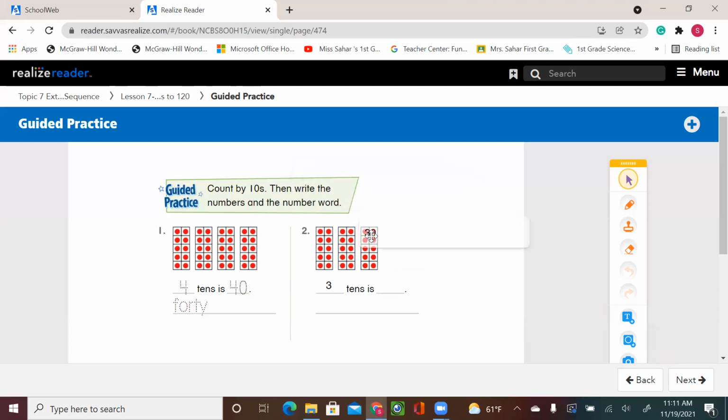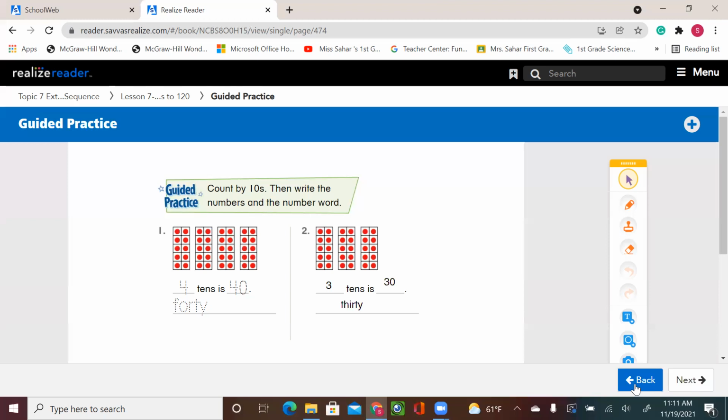So 3 tens, or 3 groups of tens, is 30. And now I need to write the number 30 in words. So, how we write 30, I'm going to put it here. So now I can see that I have 3 groups of tens, or 3 tens, means 30.